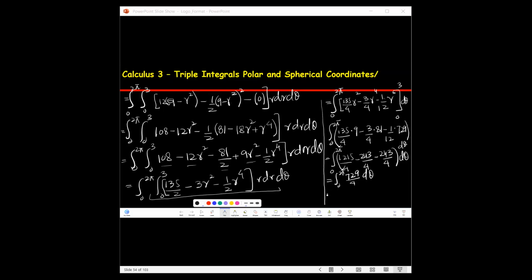The last integral is pretty straightforward. We're going to be applying 729 over 4, and here is theta with 2 pi or 0. So if you multiply, this 2 is going to be cancelling when you apply the limit, so it's going to be 729 pi over 2, and that is our answer.